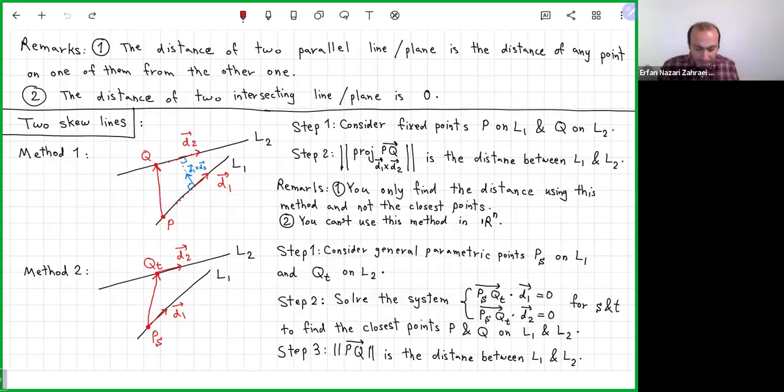Then when you have found S and T, you have found one point on L1 and one point on L2, which are the closest points to each other. So now you have the 2 closest points, and the distance between these 2 closest points is the distance between the 2 lines. This method can be done again in Rn and also gives you the 2 points that are closest to each other on the lines. But it's slower than method 1.